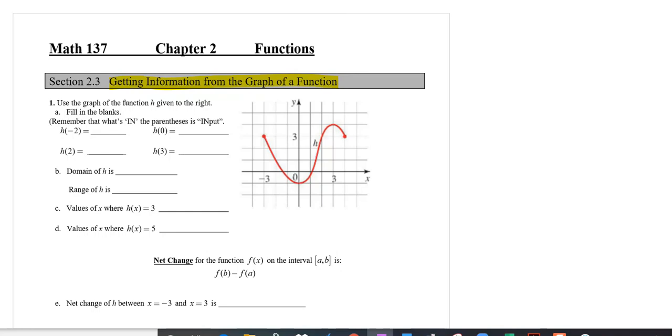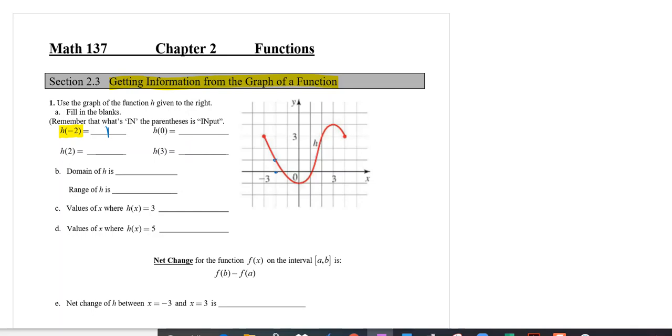So first, if this is the graph of h of x, then how do we find h of -2? Remember, the number inside the parentheses is the input, which corresponds to the x-axis. So I want to know what happens when x is -2. What y value does that correspond to? Looks like the y value is 1, so the output is 1. You might want to pause the video and try to figure out the next 3 outputs for the inputs that are given.